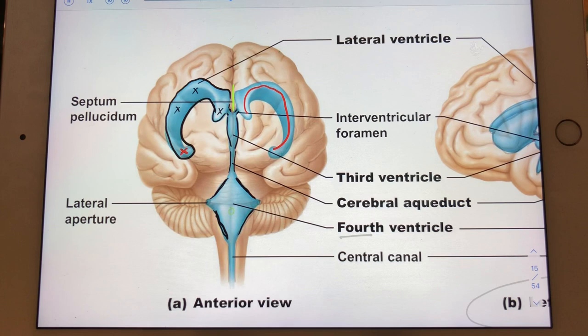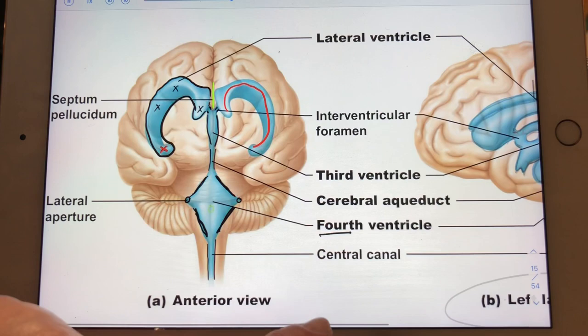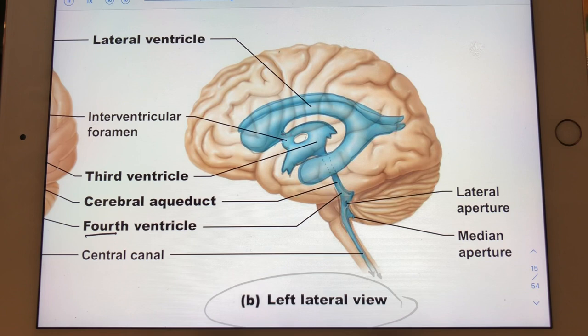All right, and then this little opening and this little opening, those are the lateral apertures, okay? Wait, wasn't there a third opening? Yeah, there was a median aperture. However, there's central canal. In order to see that median aperture, I have to turn my head.